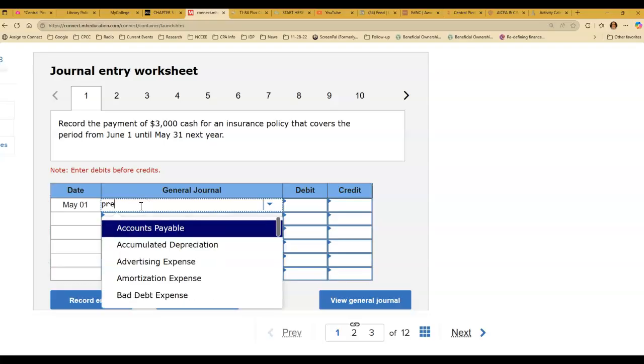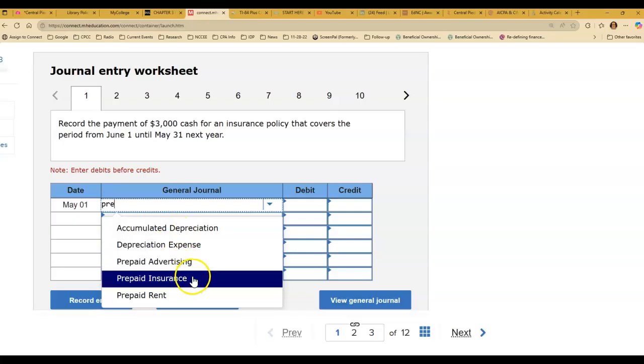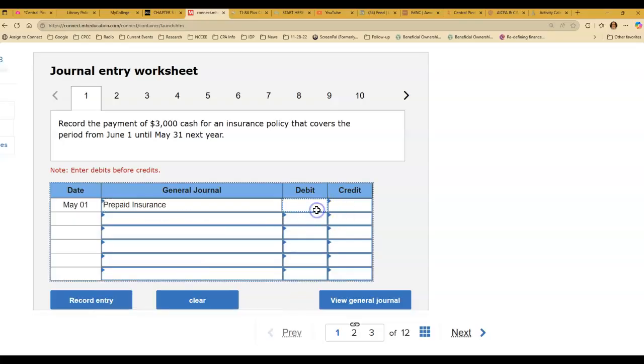My P doesn't want to work on my computer these days, so just be aware that I haven't lost my mind. All right, so $3,000.